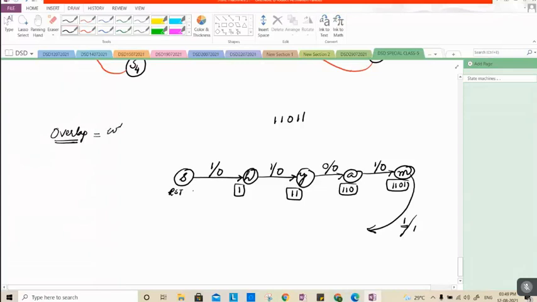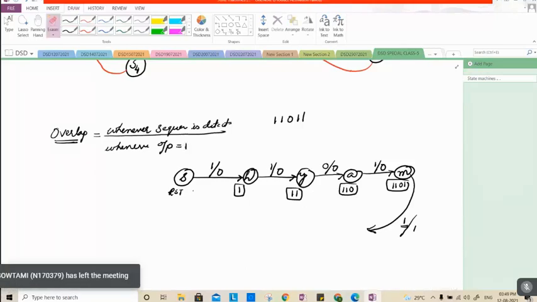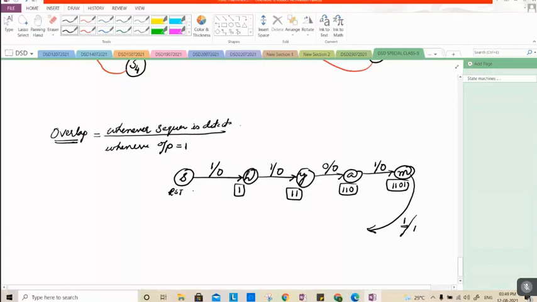In overlap, whenever the sequence is detected, or whenever the output is equal to 1, the next state is the nearest state for the next sequence detection.